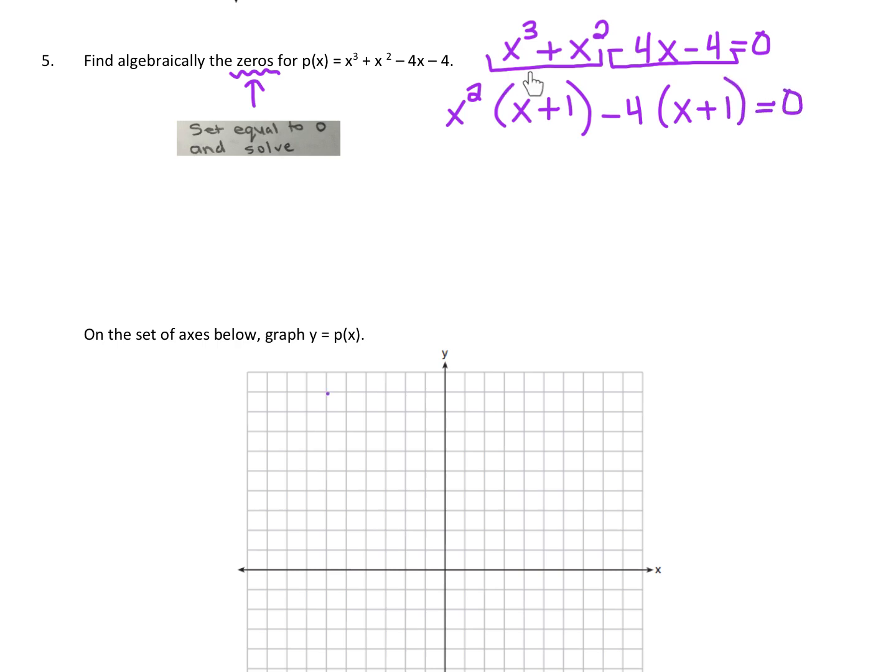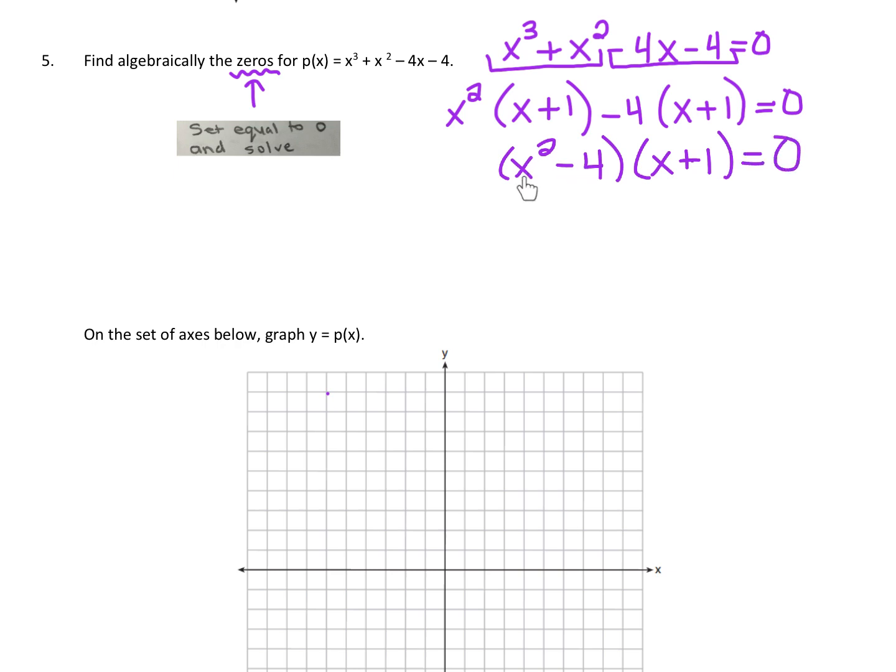Okay, if it starts off as an equation, you have to keep it an equation the whole time. You need to keep this equals 0. Now, since our parentheses match, we can take what's in front of them, so the x squared minus 4, and we can group those together within one parenthesis. That's one of our factors for now. And then we could take that common parenthesis, the x plus 1, and rewrite that as our second factor.